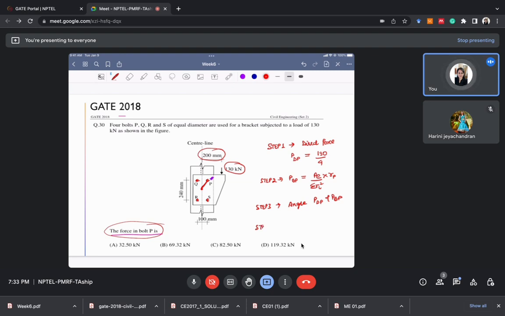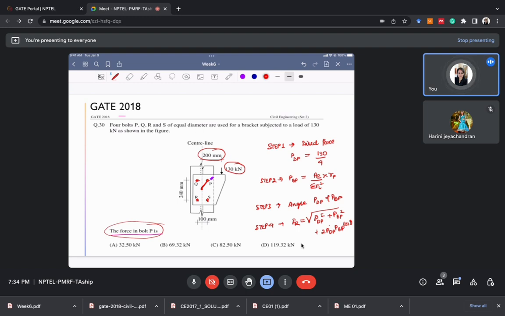And what is step number 4? The final step is the resultant force calculation, and the formula for it is, sorry, not F, I named it P: the square root of PDP square plus PBP square plus 2 PDP PBP cos theta. So every question of this type will follow these 4 steps only. You just need to remember these 4 steps, put in the values and get the answer. I hope it is clear.